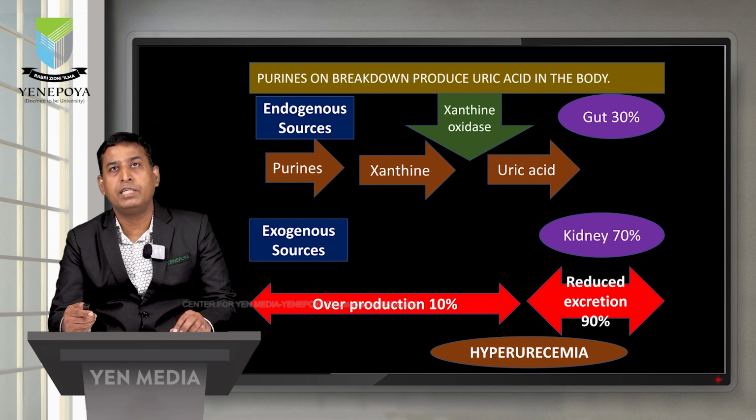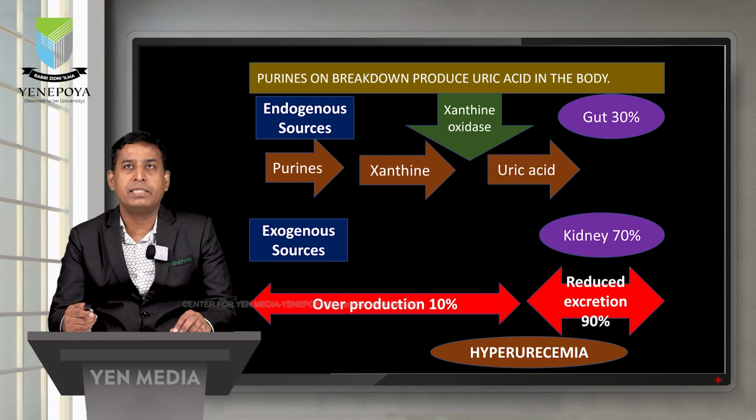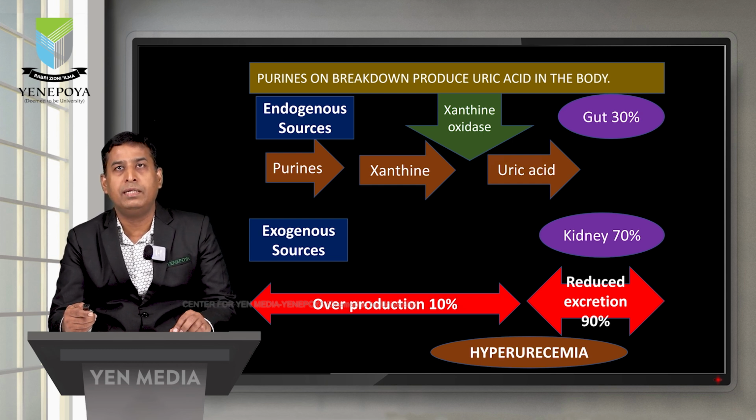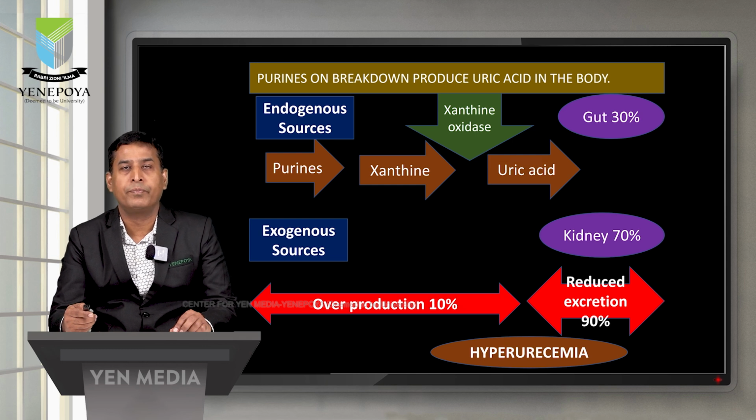And this uric acid that is produced in the body is excreted through the kidney, that is around 70% of uric acid is excreted through the kidney, and around 30% of uric acid that is produced in the body is excreted through the gut. Hence, the maximum amount of uric acid that is produced in the body is excreted through the kidney.